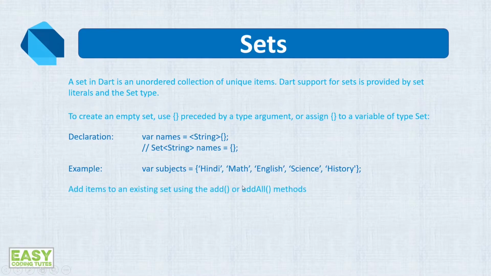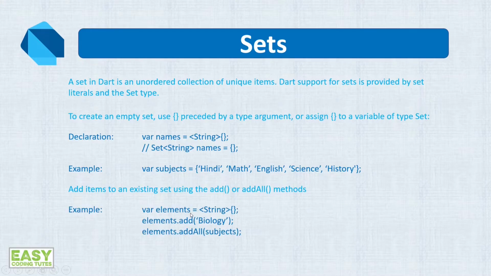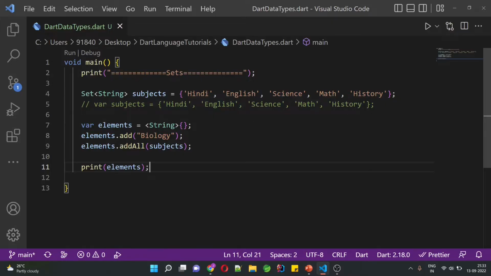And add items to an existing set using the add or addAll methods. There are multiple methods available, but we are seeing the add and addAll methods. Here we are taking elements of type set, and we are adding biology in that, and then again we are using the addAll method, so we are adding all the subjects. So here we will have all the subjects, and we'll have the extra biology subject in it because we have added it here. So this is the example of sets.